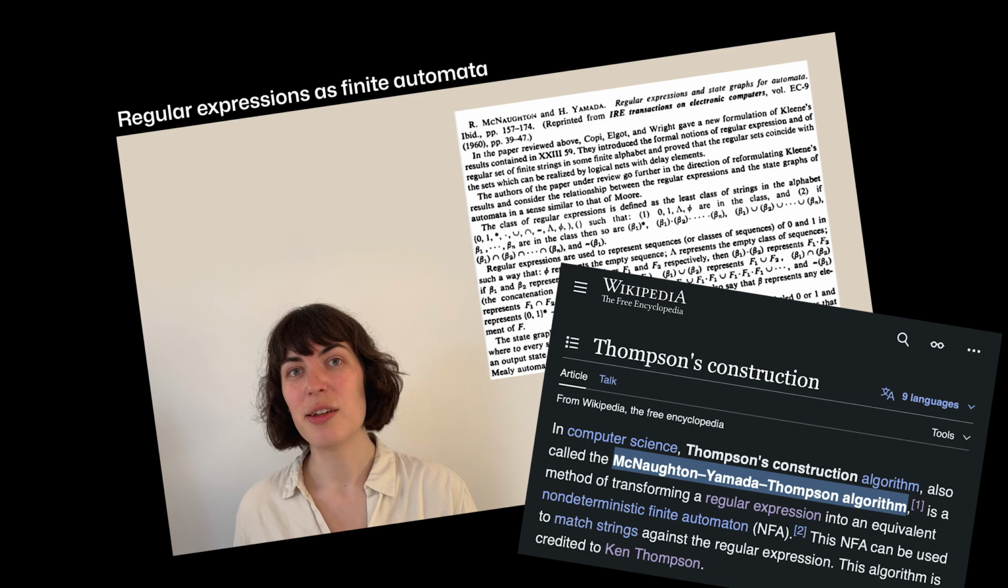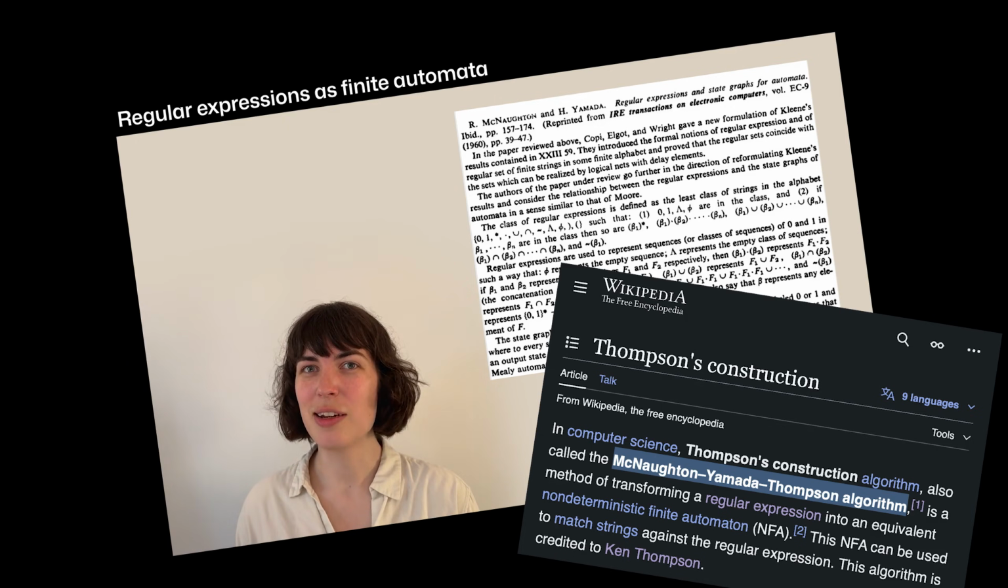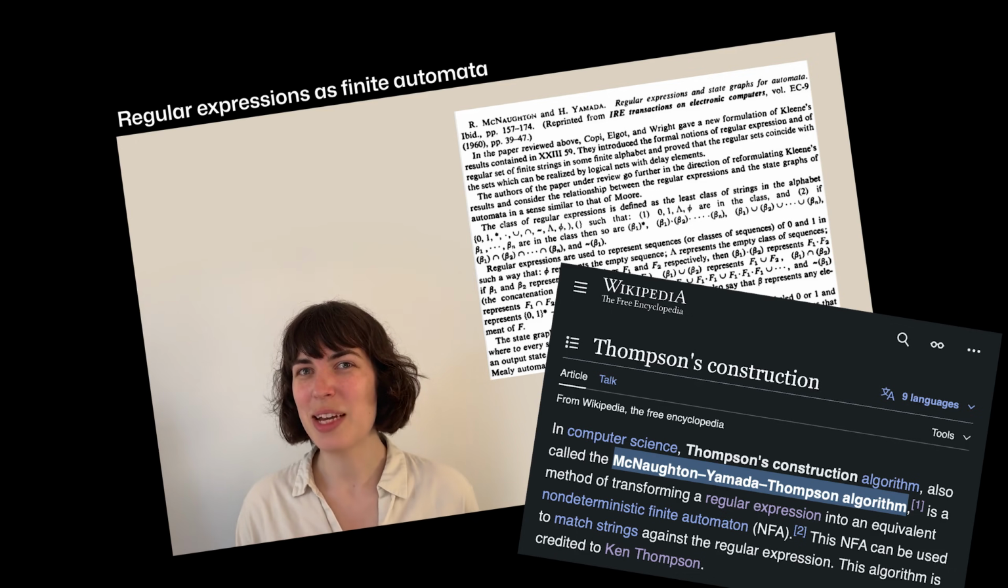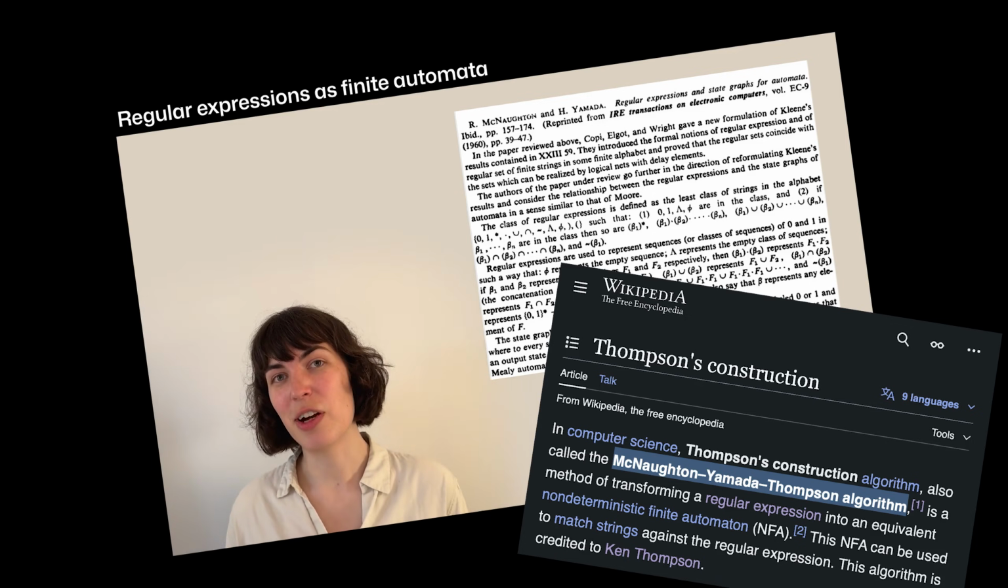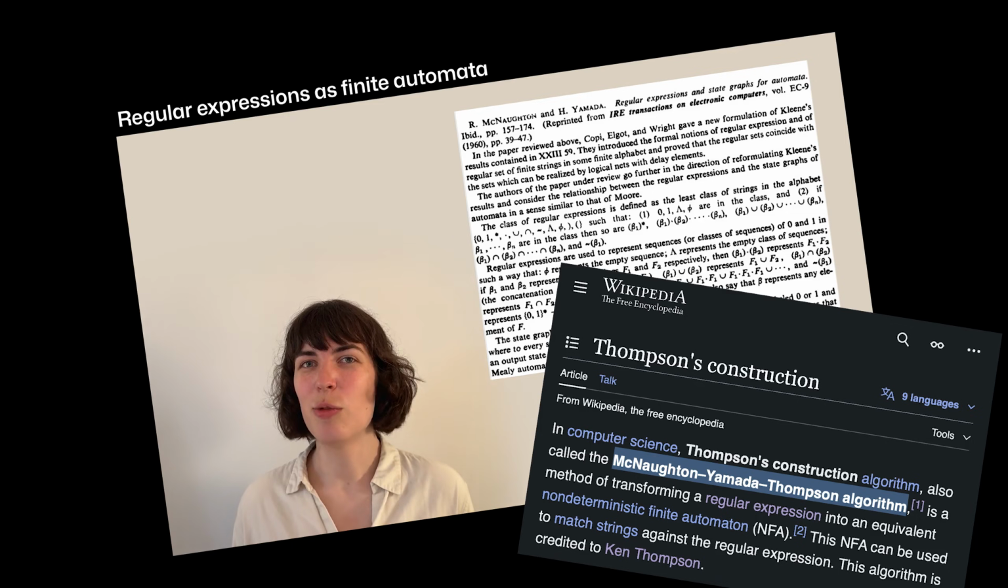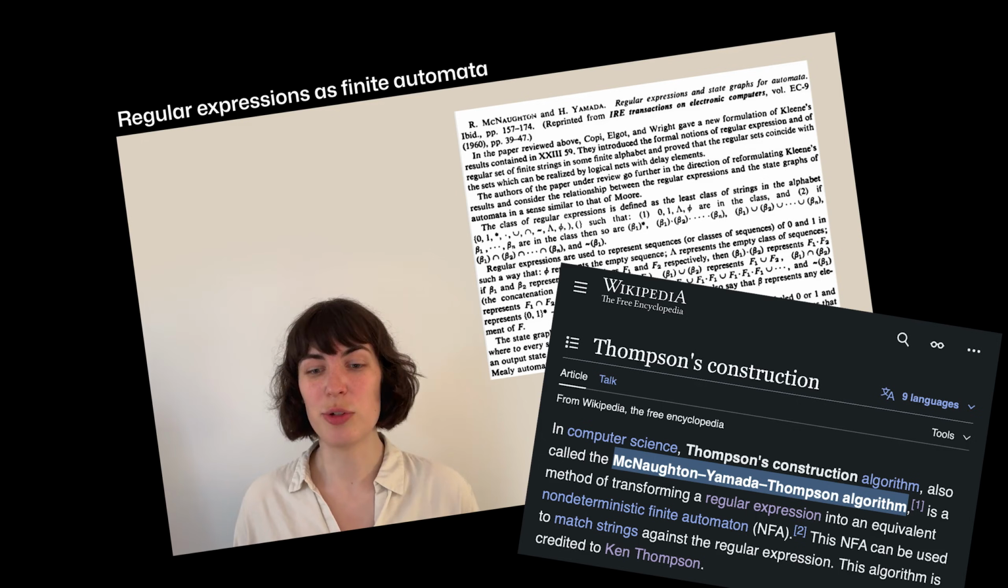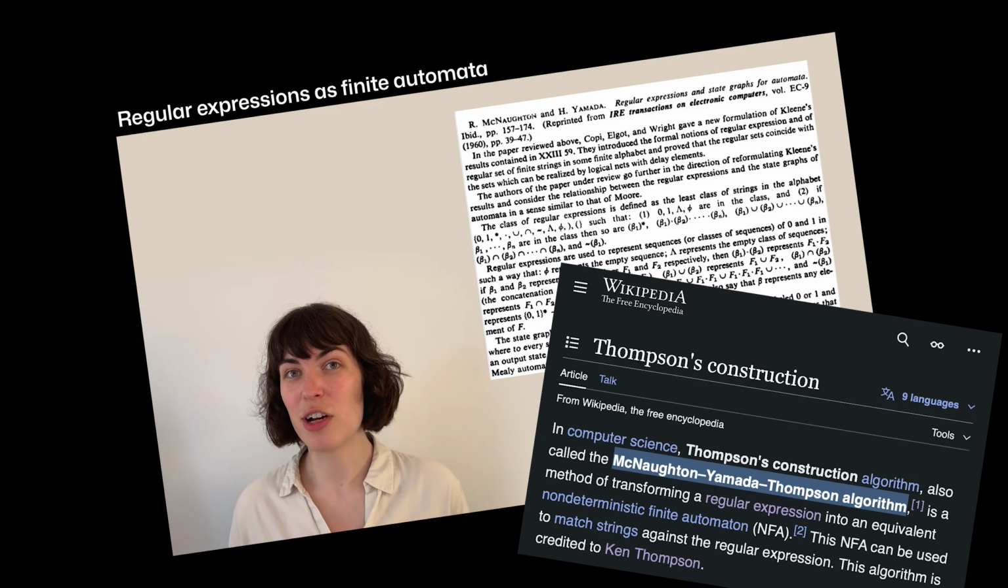I suspected at the time that something somewhat strange was going on because their algorithm is a little different to Thompson's algorithm. In fact, their algorithm in some ways is better. I believe it goes directly from regular expressions to deterministic finite automata, and so in theory would be more efficient. However, I haven't actually managed to get a hold of the original paper, which is called Regular Expressions and State Graphs for Automata. So if you can help me out, let me know.